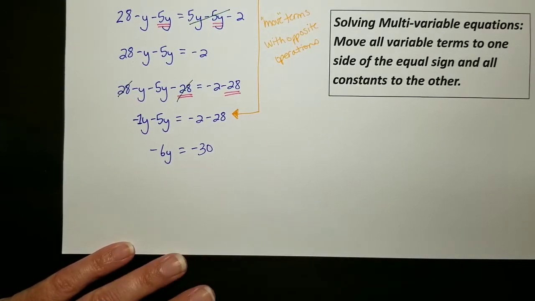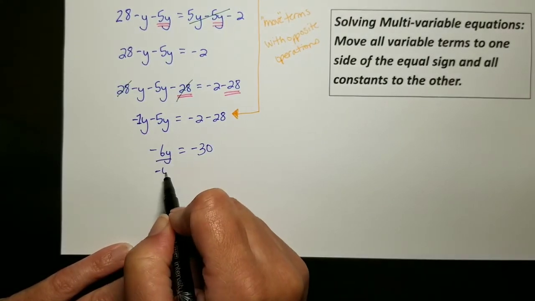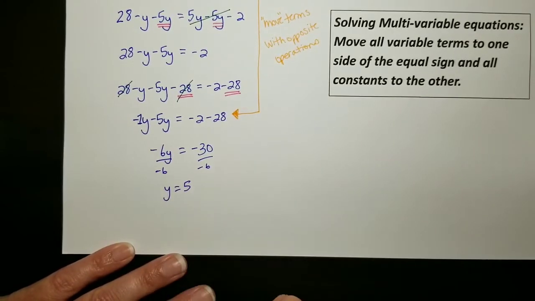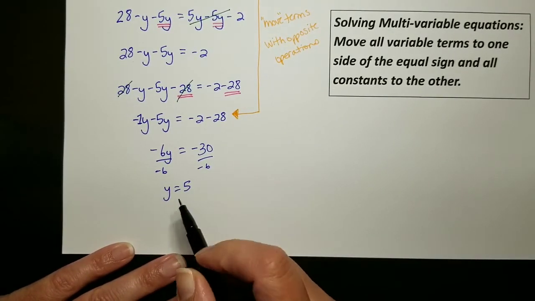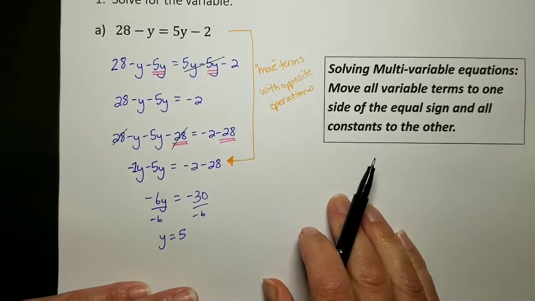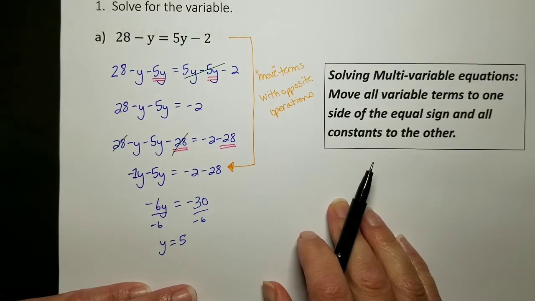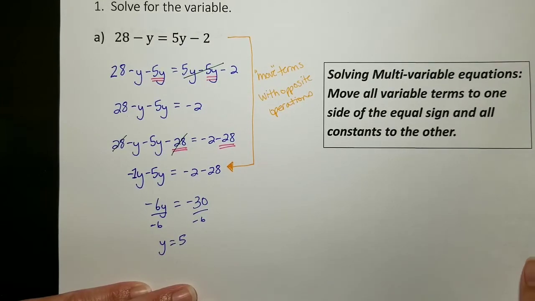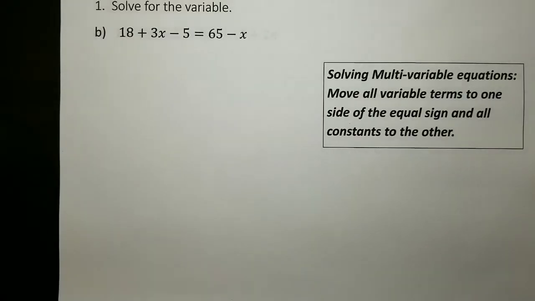Now I can divide both sides by negative 6, and get y equals 5. So that's my solution. This is a lot longer if we look through all of the steps than what we're really going to end up showing in most of these questions.